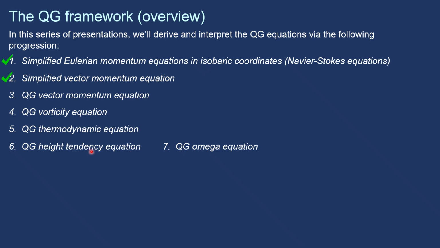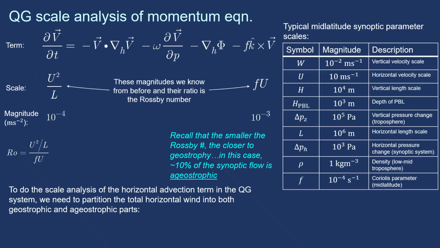So that is the next step in between 2 and 3. We start with the simplified vector momentum equation that we already have. We partition it into geostrophic and ageostrophic parts in order to write down the QG vector momentum equation. What that will look like is we'll take the total horizontal wind V and break it into a component V sub G plus V sub AG, a geostrophic and an ageostrophic component. The sum of those two gives the total horizontal wind.